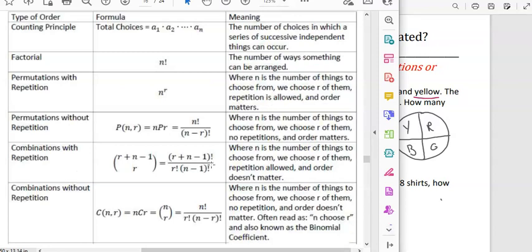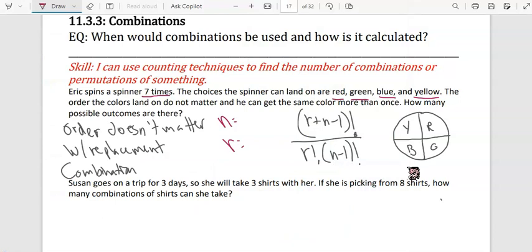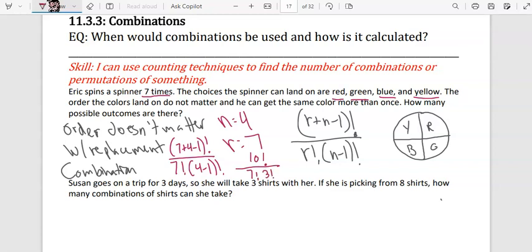If we refer back to the booklet, n is the number of things to choose from. There are 4 possibilities. And then we're going to spin it 7 times, so that's how many we choose. From there, we'll plug it into the formula. 7 plus 4 minus 1 factorial all over 7 factorial times 4 minus 1 factorial. So we have 10 factorial over 7 factorial times 3 factorial.